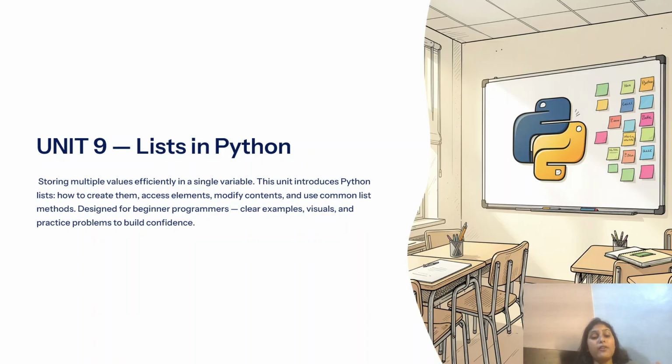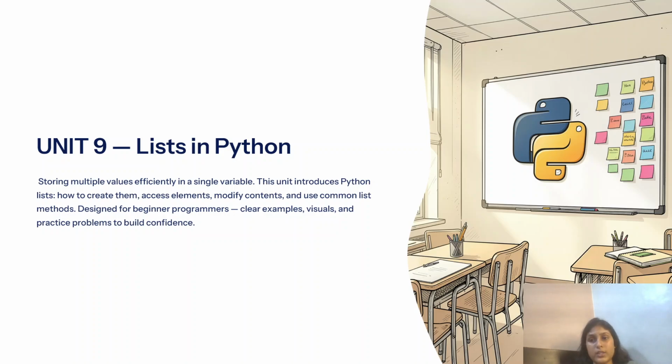That's why we have lists. A list allows us to store multiple values inside one variable. Lists are one of the most powerful and frequently used data structures in Python. Whether you're developing a website, AI models, or mobile apps, you will use lists everywhere.